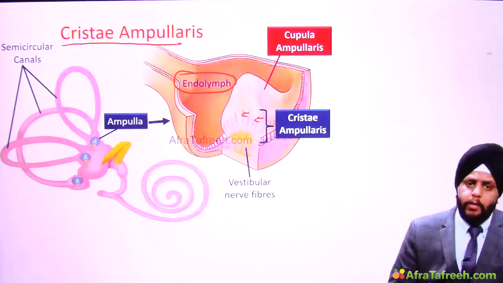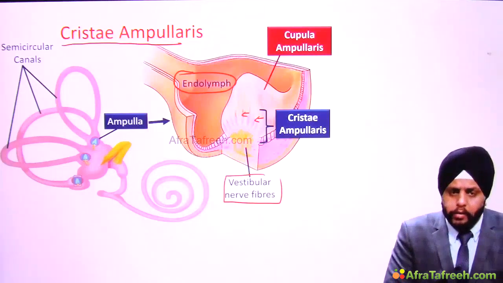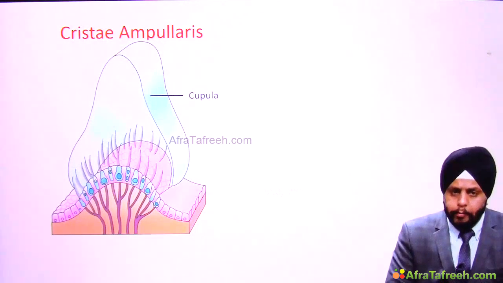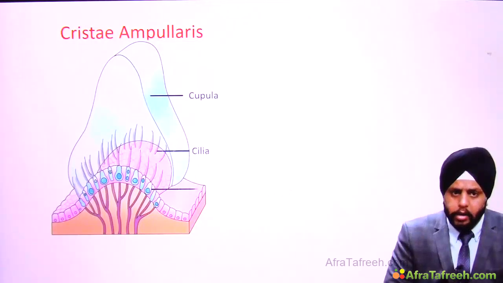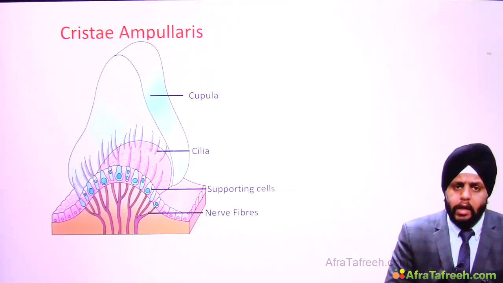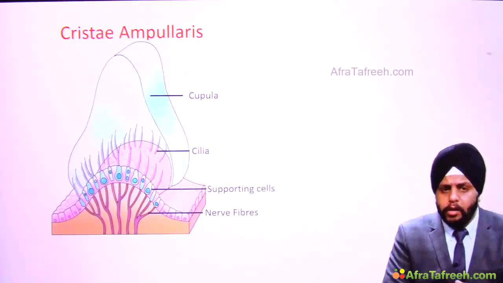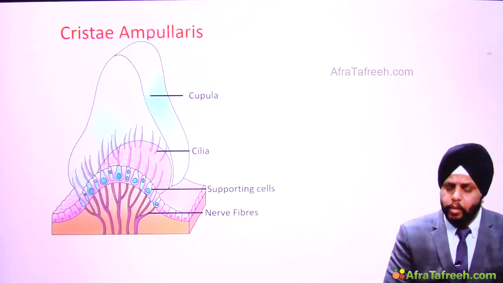You can see the vestibular nerve fibers coming out of these cristae ampullaris. Now, what is the function of these cristae ampullaris? Let's look at them. You can see the cupula, that's the gelatinous material, and you can see the cilia or the cristae ampullaris. These cilia are attached to the nerve fibers. So the vestibular nerve fibers are coming out of this cristae ampullaris or cupula ampullaris.